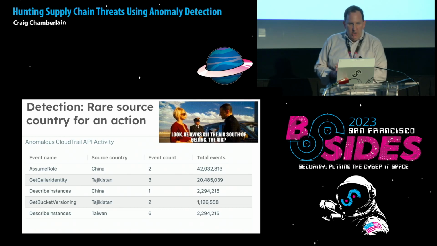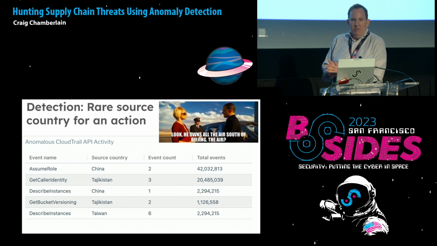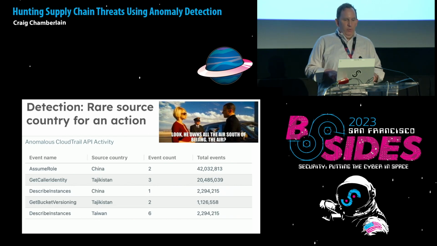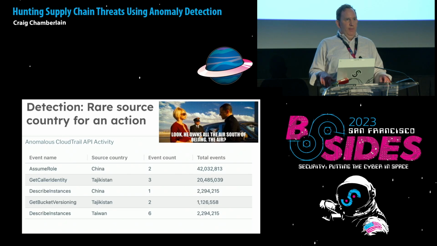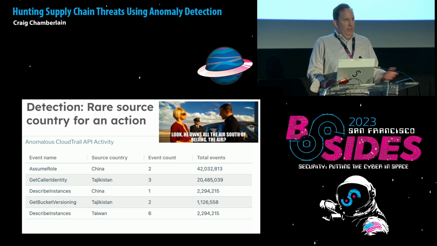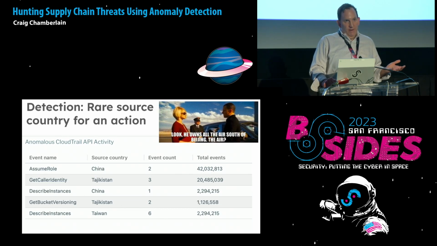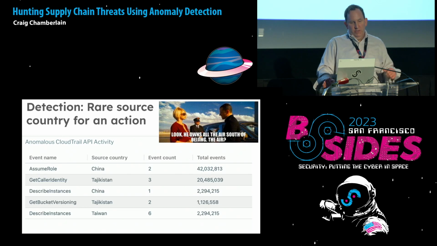The first time I turned this on, what I found was not what I was expecting. This is the output of one of the queries, called rare source country for an action. It's essentially looking for the least frequently occurring combinations of event name, or action, basically the transaction name, and the source geography. In this case, I'm enriching these events with geographic data, which I don't think happens automatically in most cloud environments, but it's something you can do. There's geographic data available from providers like MaxMind that you can use to do this.